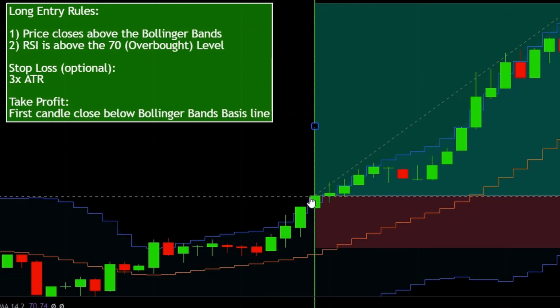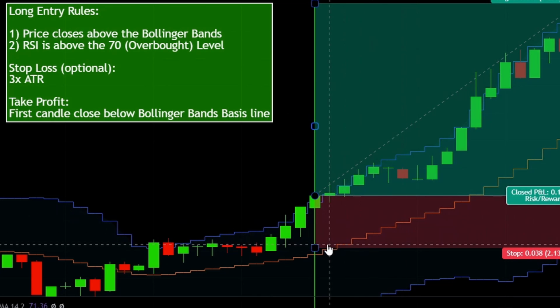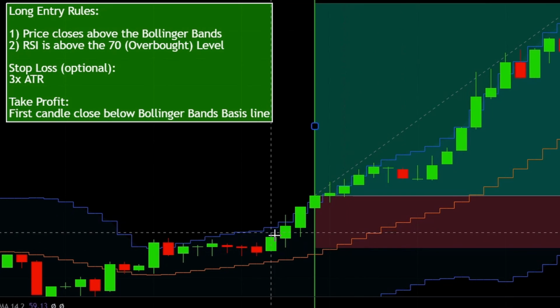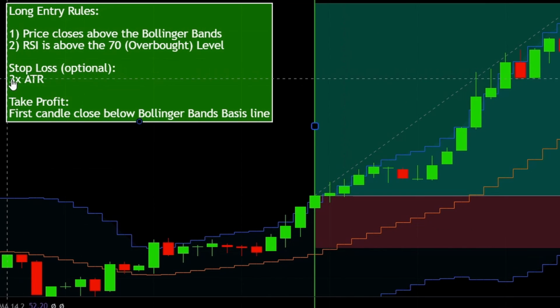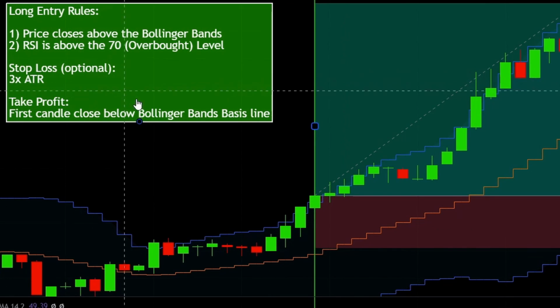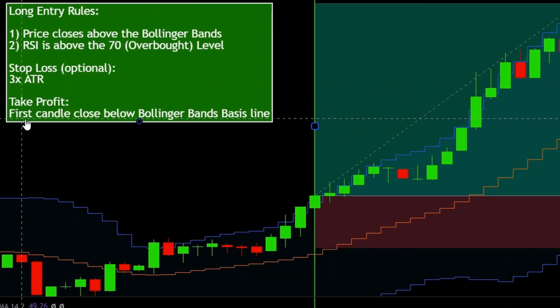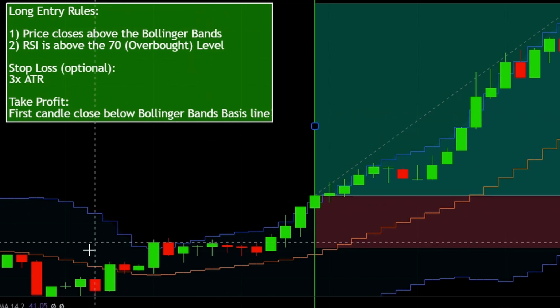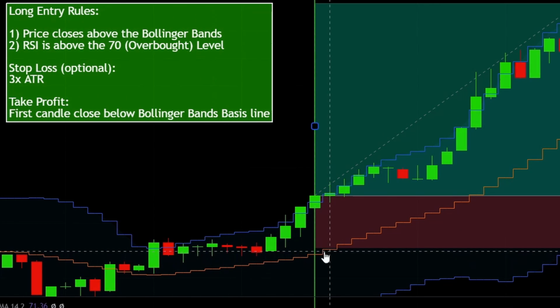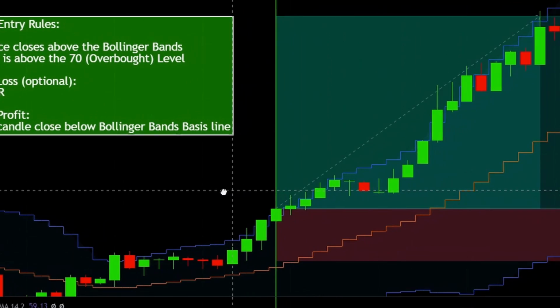For this strategy, we won't need to use any stop loss placements, as we will exit the position when the price crosses below the middle line. But if you want to be extra careful, use a 3 times ATR stop loss. So we will exit the position at the first candle that closes below the Bollinger Bands basis line. This orange line is the Bollinger Bands basis line. So let's see when that happens.